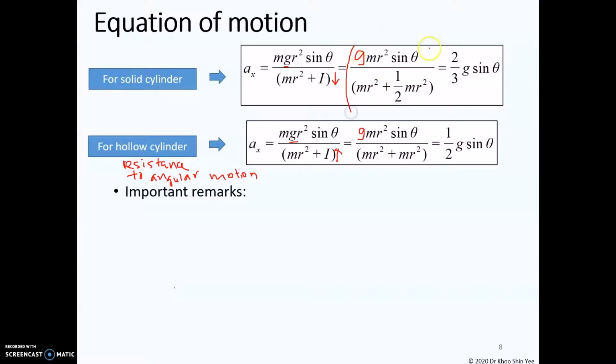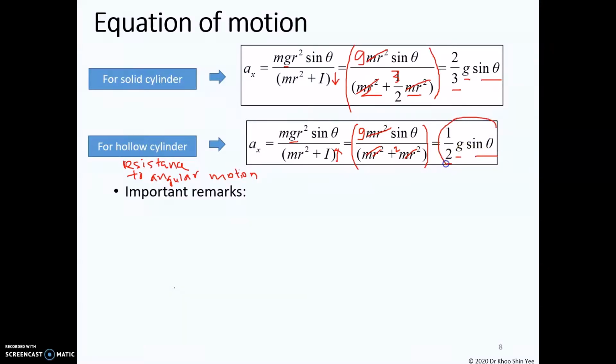Next, we need to compute this term. So mr squared plus half of the mr squared gives you 3 over 2 mr squared. So mr squared here can be cancelled. Therefore, dividing it, you obtain 2 over 3 g sin theta. Similarly, mr squared plus mr squared gives you 2 mr squared. So mr squared here can be cancelled. You obtain 1 over 2 g sin theta.